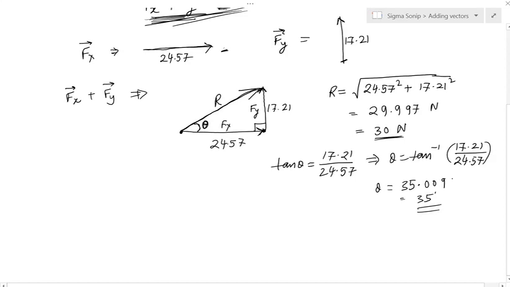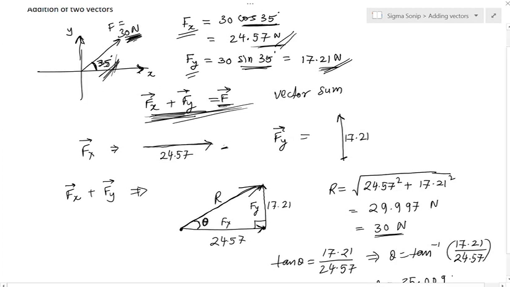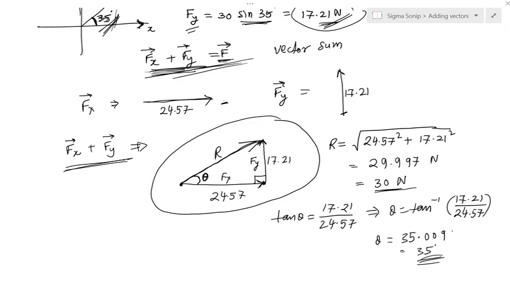So we see that when we split our original force of 30 Newton into two components, one component was this, the other component was this, and they were in the direction of the x and y axes respectively. And when we added these vectors together, we did a vector sum, and we got our original force back here. Now this method of adding vectors is scalable, which means that you can use it to add as many vectors as you want.